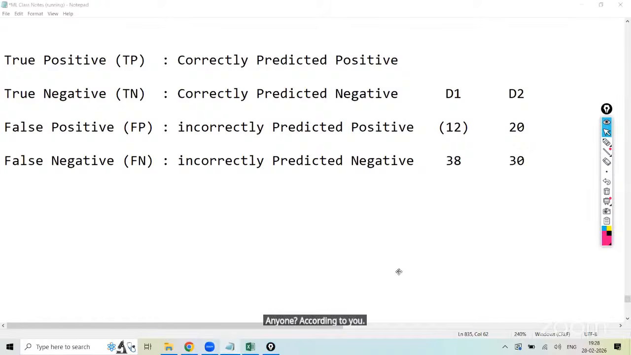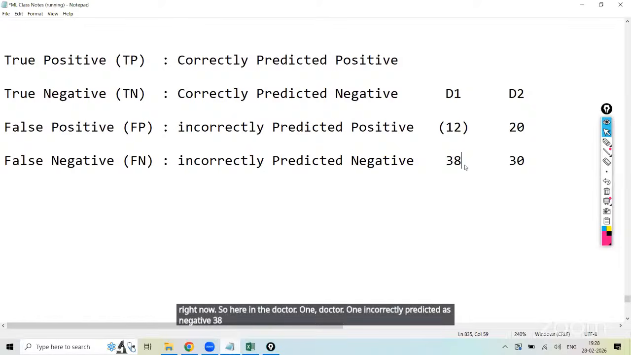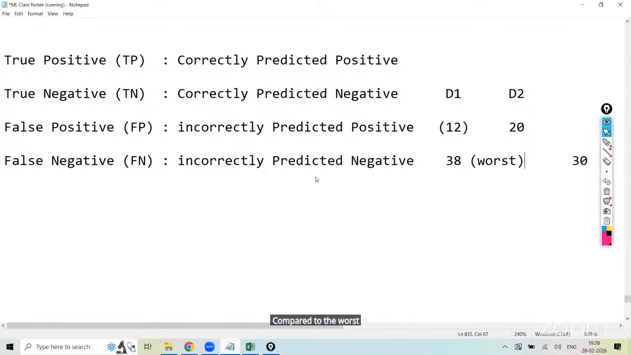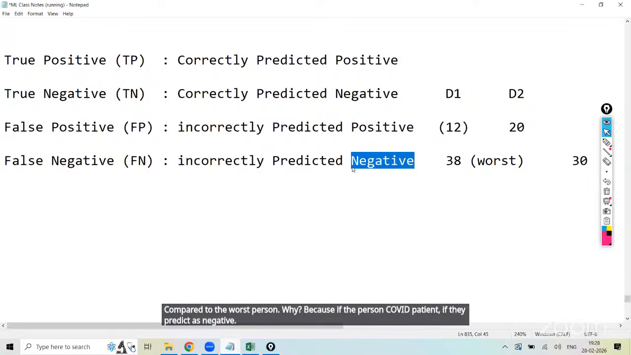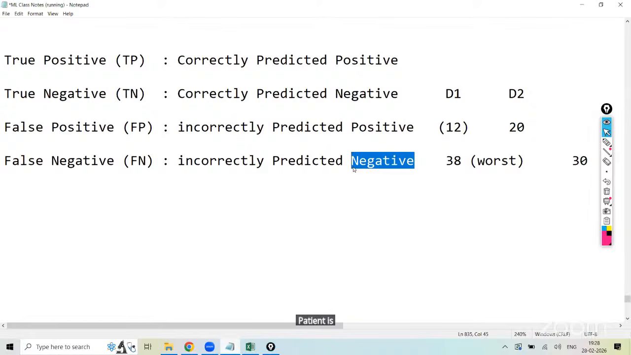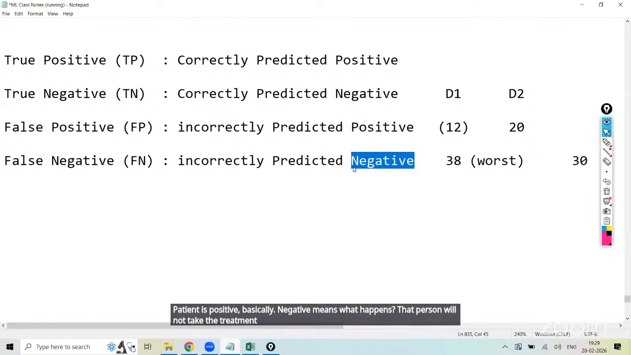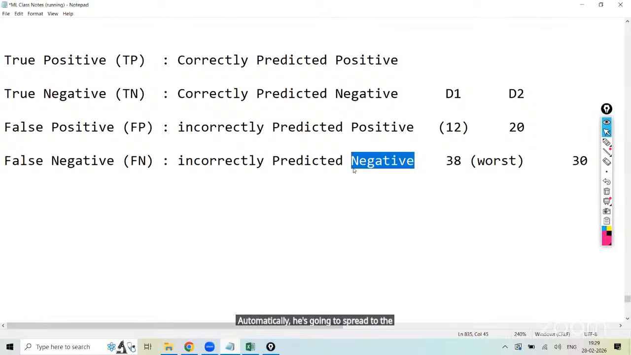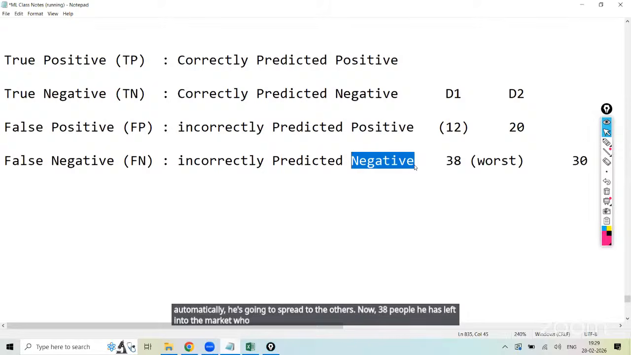Right? So here, Doctor 1 incorrectly predicted 38 people as negative. This person is called the comparatively worse person. Why? Because if the person is a COVID patient and they predict negative, the patient is positive basically. Negative means the person will not take the treatment, he will not take the medicines, and automatically he is going to spread it to the others. Now 38 people who have COVID positive, he has left into the market.